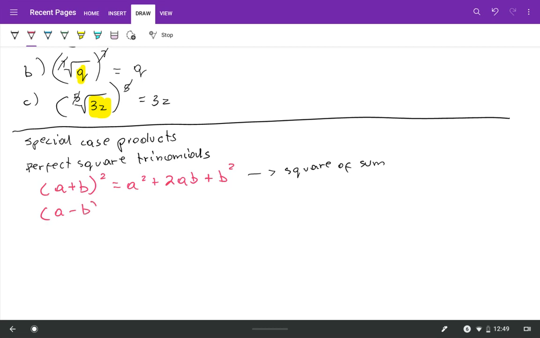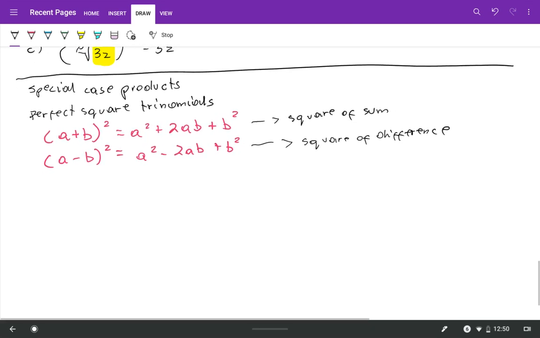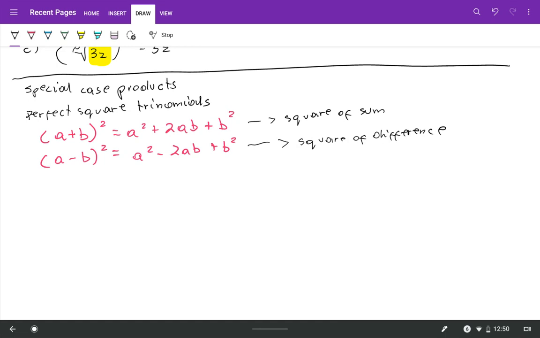And the other one is the square of a difference, a minus b squared. This is the same as a squared minus 2ab plus b squared. Square of a difference, you can prove it, just follow your a minus b times a minus b. Square of a difference. We're going to use those formulas to simplify the radicals. So let me give you the examples.